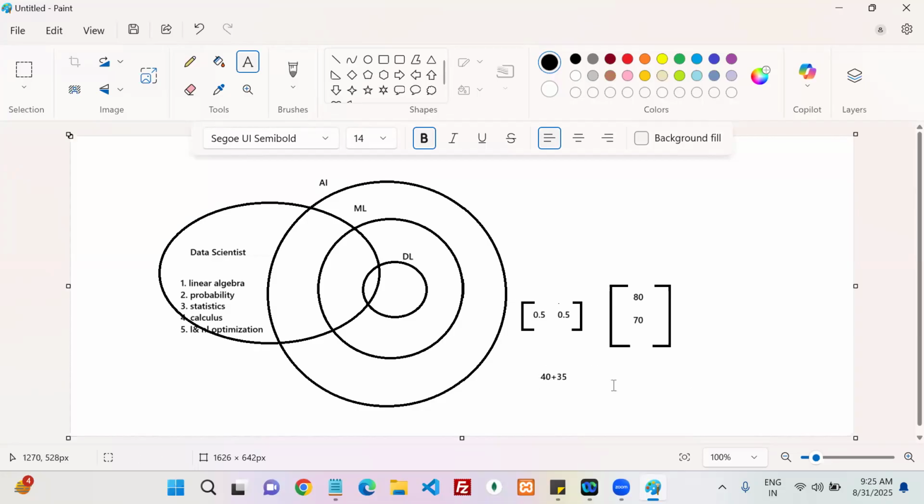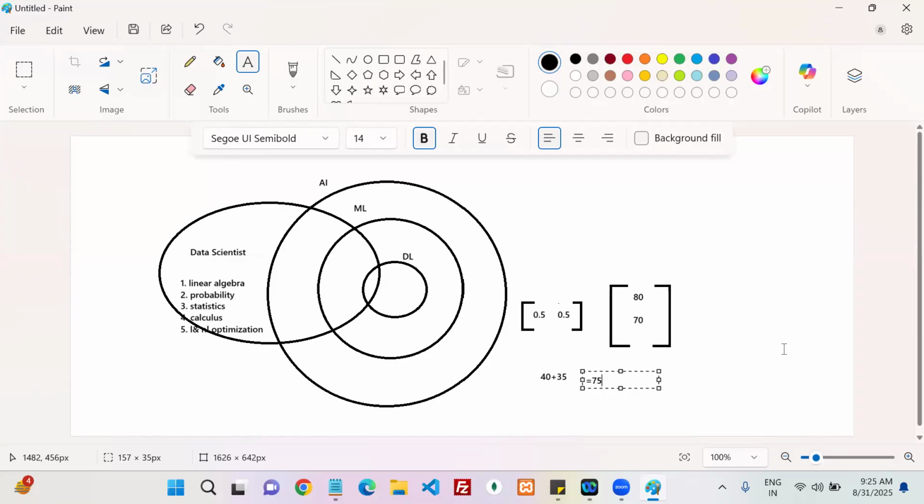Now the average score is how much? You can say the average score is 75, or not. It's a kind of matrix multiplication, or not? Yes or no?